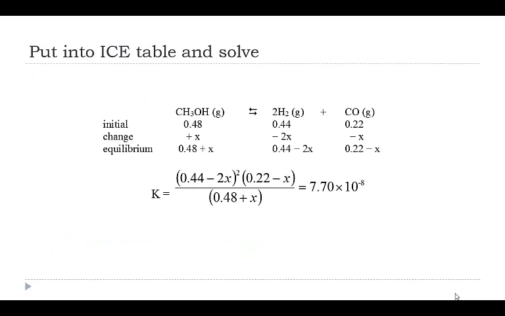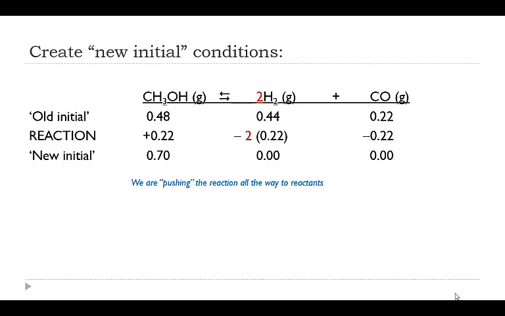So we put it into the ICE table, and there are our initial amounts, 0.48, 0.44, 0.22, and we subtract x on the right. We subtract x from this carbon monoxide. We subtract 2x from the hydrogen, because notice the stoichiometry there, and we add x to the methanol. So there's our expression for K, and we're ready to solve. Well, maybe not. What we have here is a cubic equation, so we need to do something else.